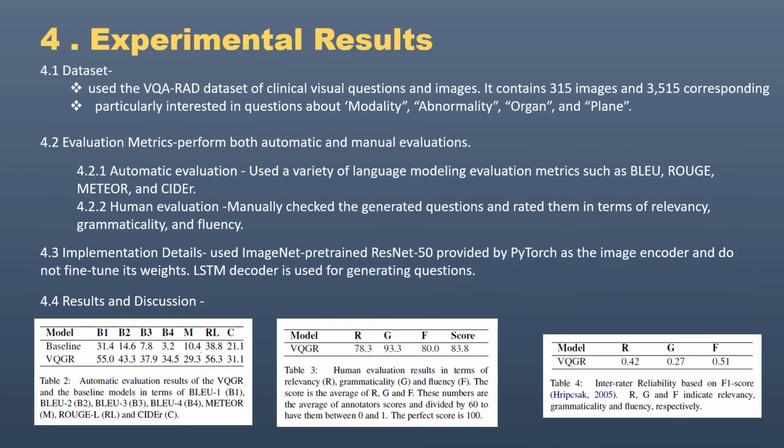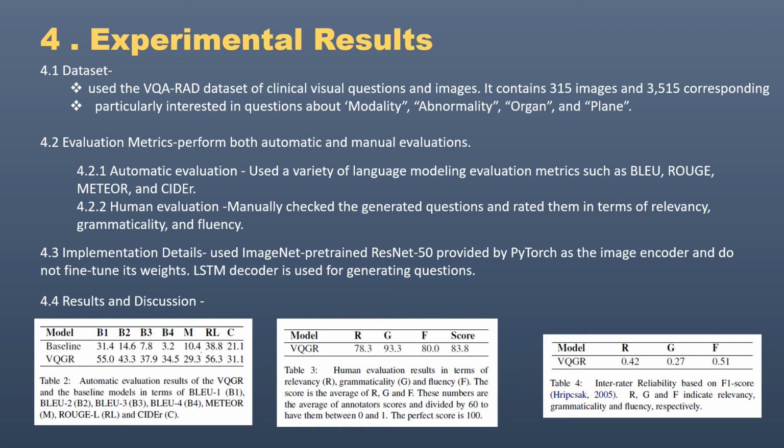The fourth part of this paper, experiments and results. Before we discuss the dataset, evaluation metrics performed both automatic and manual evaluation, so now we will get the experimental result. First one, dataset. They use the VQA-RAD dataset of clinical visual questions and images. It contains 315 images and 3,515 corresponding questions. And they are particularly interested in questions about modality, abnormality, organ, and plane.